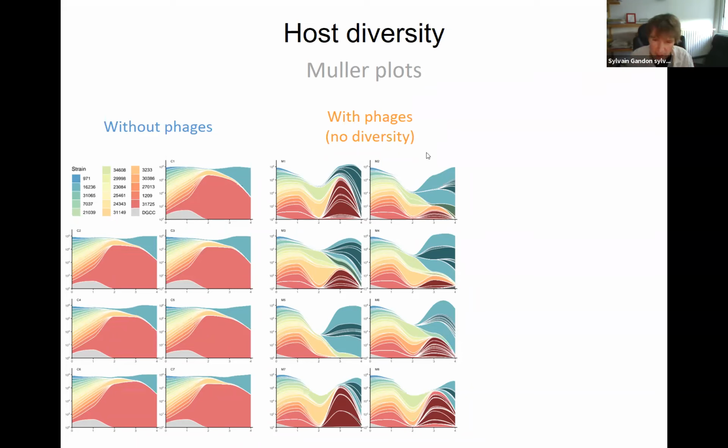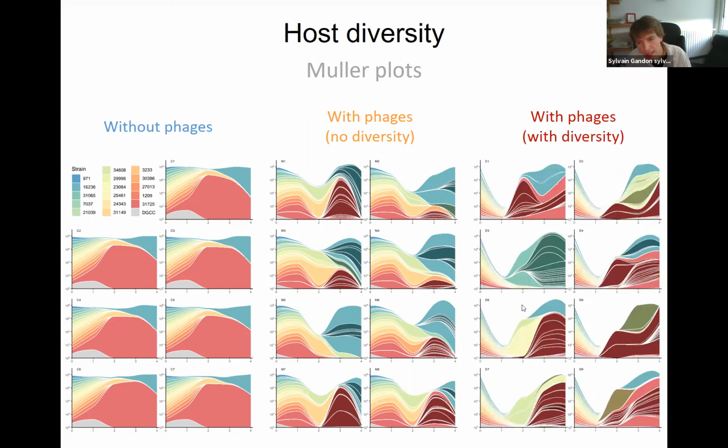And what I want to stress here is that those new types are actually mostly emerging in the red and green types that were already identified as very competitive. And there is variation among replicates, and I want to show also what happens with diversity.